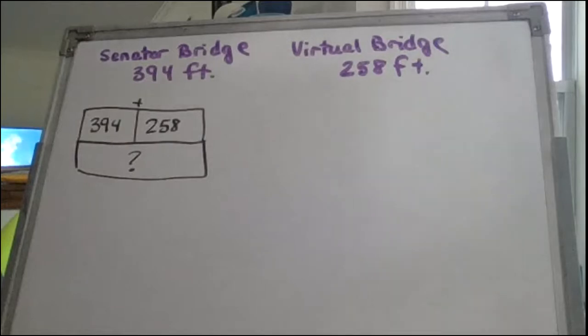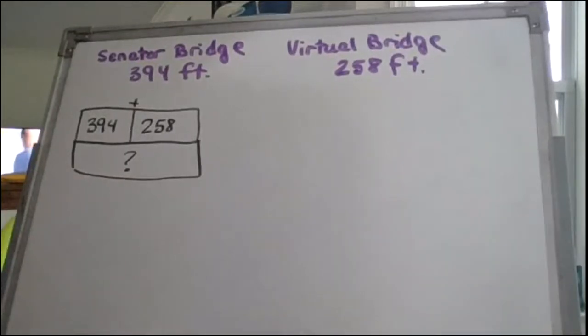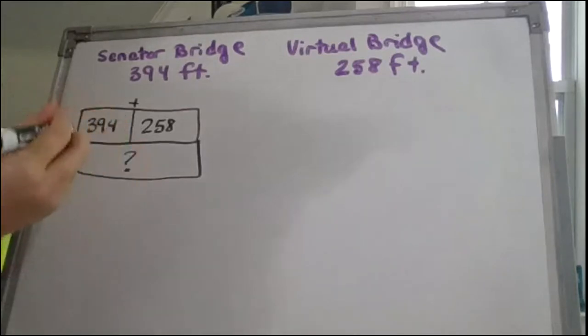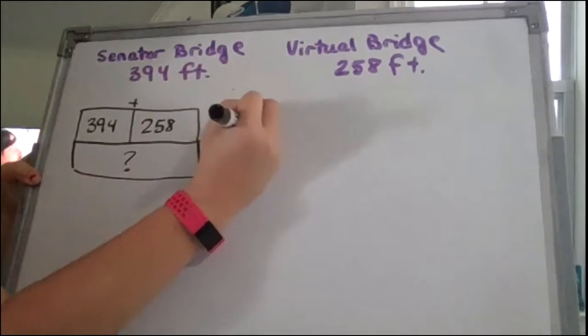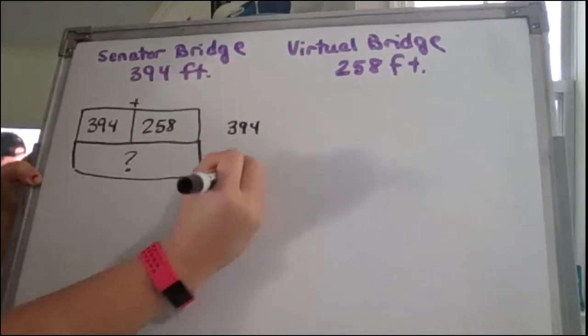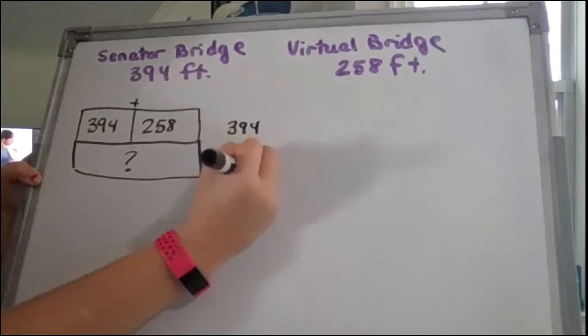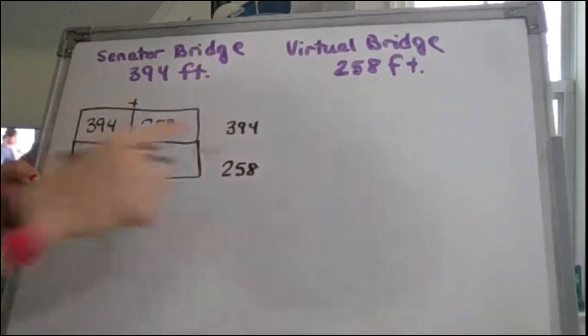Now, I don't know about you, but I can't add those numbers in my head. So I'm going to take the bar model, and then I'm going to draw a quick picture. Quick picture is where we have our ones, our tens, and our hundreds. Okay, so let's see what's the best way to do this. So I have 394 and 258. Okay, I'm adding them up.